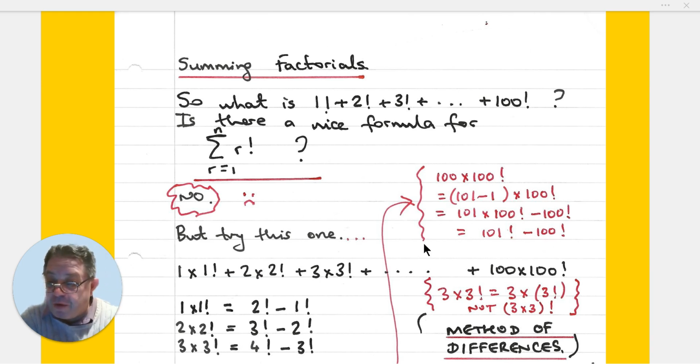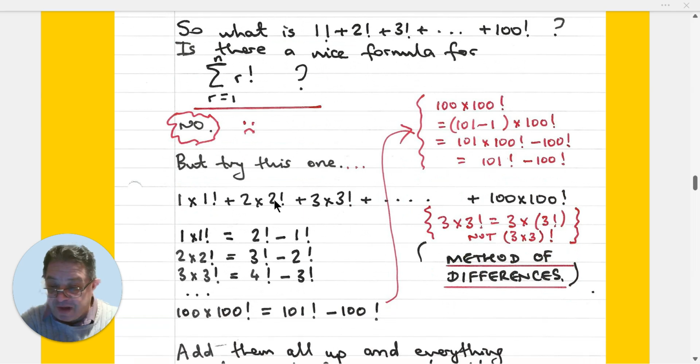So we're looking for a formula for sigma r factorial from r is 1 to n. And sadly, there's no nice way of doing it. You've just got to go back to the calculator or the spreadsheet and do it longhand. But there is a nice formula for this related and similar question.